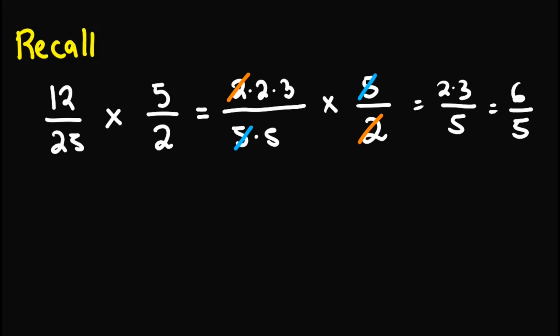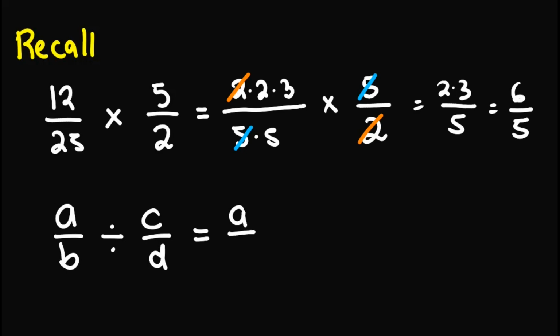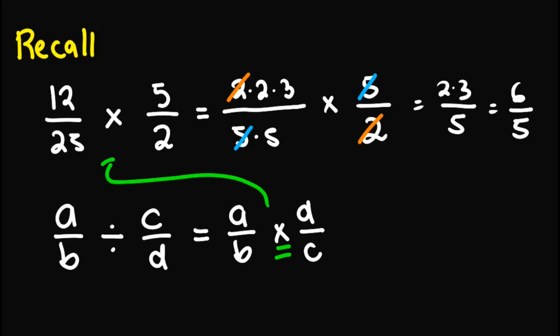For dividing fractions, if we have a over b divided by c over d, we know that this is equal to a over b times d over c. So what we do is we convert the division symbol to multiplication, and then we get the reciprocal of the second term. And from here, it's simply just multiplication. So we do the same process that we have here. We will apply this same idea in rational expressions.